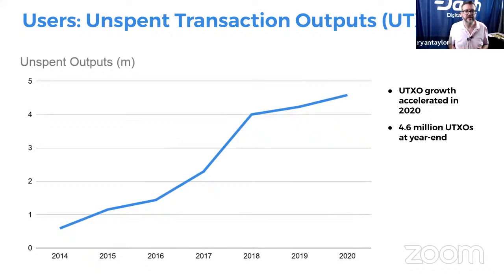This next slide is unspent transaction outputs. Again, you can see very consistent growth over the years. We now have over 4.6 million UTXOs at year-end 2020. And there was a slight acceleration in growth here during the entire year.